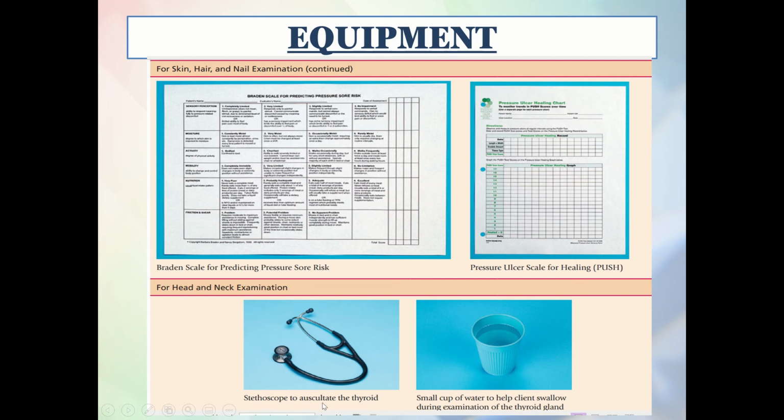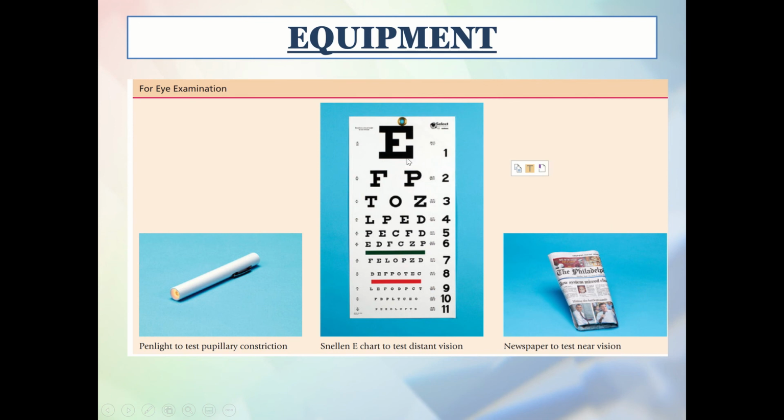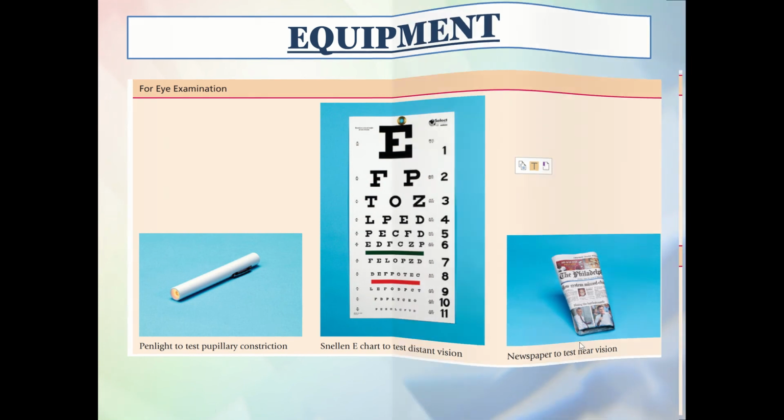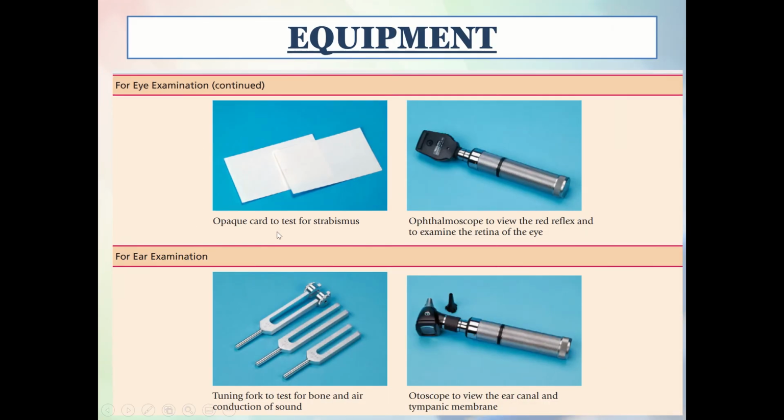For head and neck, you have stethoscope, small cup of water for the clients to swallow during the exam. For eye exam, you have the pen light, you have the Snellen chart, Snellen E chart, and then you have the newspaper to test near vision. So eye exam pa rin, opaque card, and then you have the ophthalmoscope.